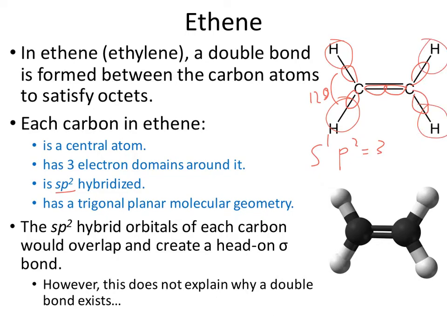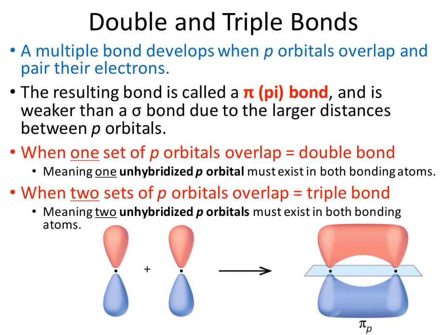But the question is, how do we get this double bond? How do we get that double bond? Because the sp2 hybridized orbital is already engaged in a sigma bond between the two carbons. So let's talk about that bond. When we talk about double and triple bonds, they're actually created by the overlapping of p orbitals, so unhybridized p orbitals, and this results in something called a pi bond.